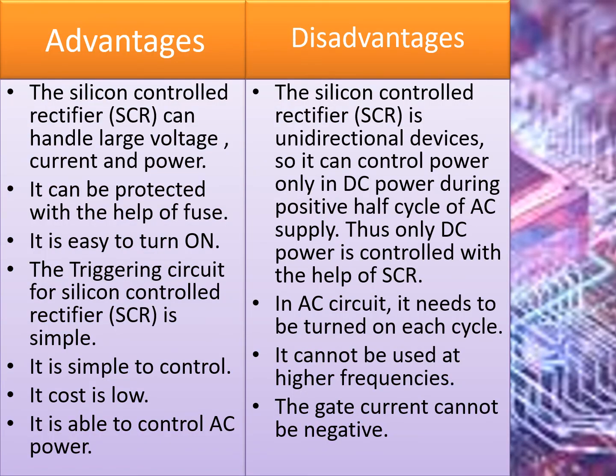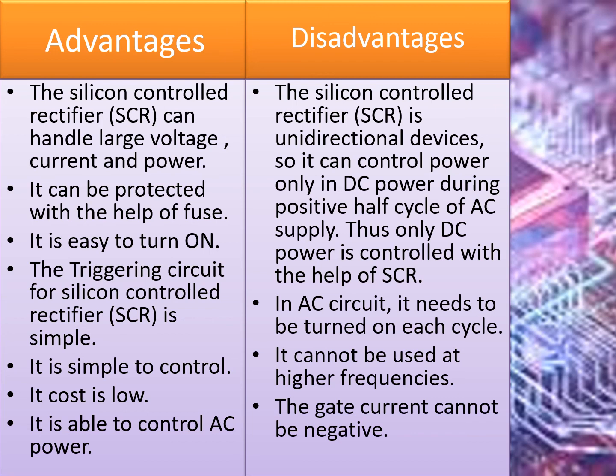Okay, these are the advantages and disadvantages of SCR. Advantages: the silicon controlled rectifier SCR can handle large voltage, current and power. It can be protected with the help of a fuse. It is easy to turn on. The triggering circuit for the silicon controlled rectifier SCR is simple. It is simple to control. Its cost is low. It is able to control AC power.